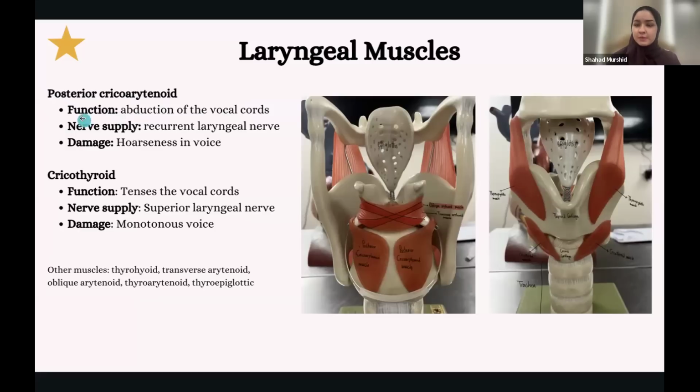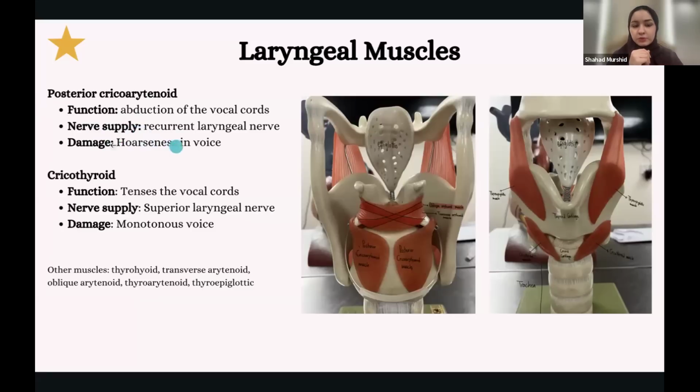So you're going to abduct them and then go to the back door. So that's posterior for abduction. Obviously, abduction means you're pulling them away from each other. If you're not able to do that, the vocal cords are just going to be closed like this. Imagine trying to speak when your vocal cords are like this, or it's very hard to abduct them. What's going to happen? You're going to have hoarseness in your voice. Your speech is not going to be that clear. People can't hear you properly because your voice is very hoarse.